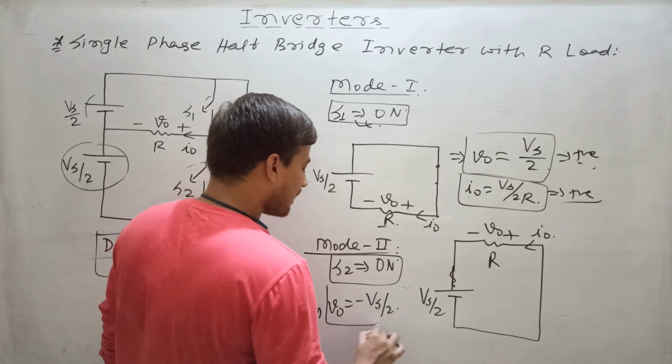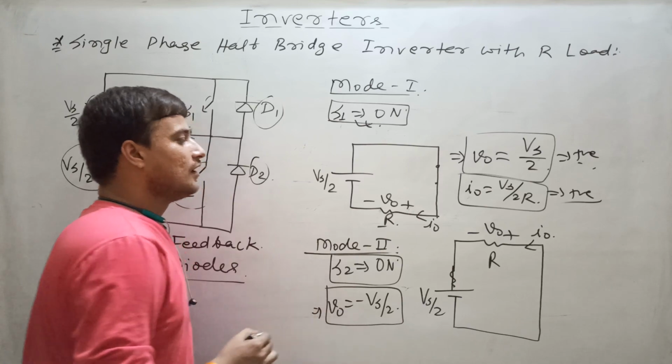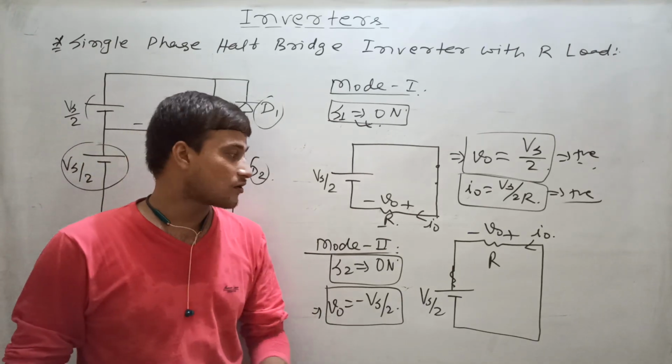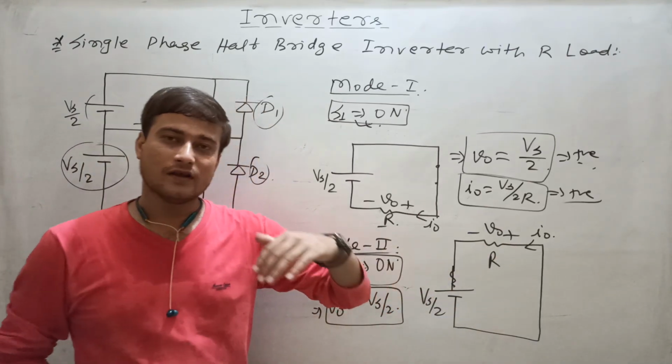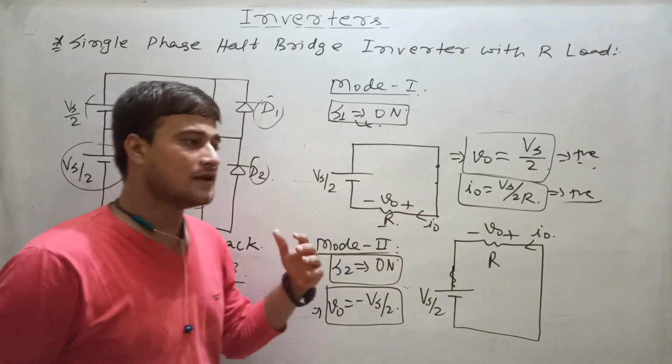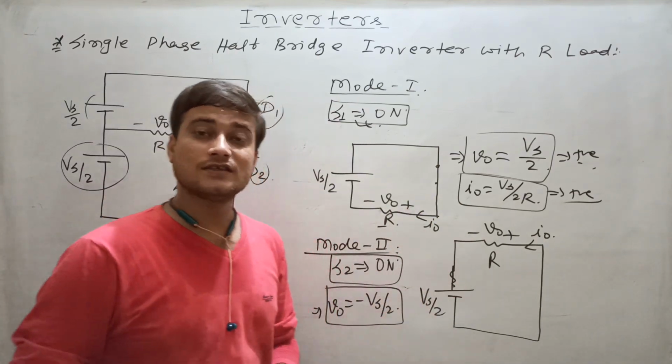If V0 is minus Vs by 2, it means you are getting the reversed voltage across this load. For the inverter, what is required? In the case of an inverter, AC voltage is required.